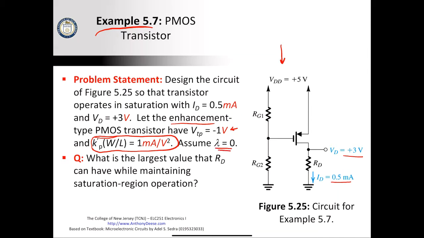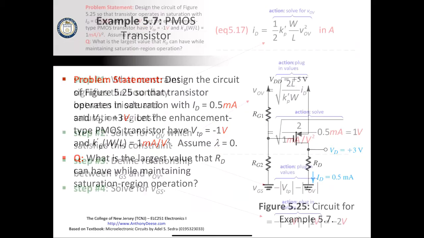What does that tell us? Again, that we're not considering channel length modulation, so we can ignore that. The question is, what is the largest value that RD can have while maintaining saturation region operation? If we imagine we're looking at the graph here, initially we're somewhere in this region. We want to figure out what value of RD takes us to right there.